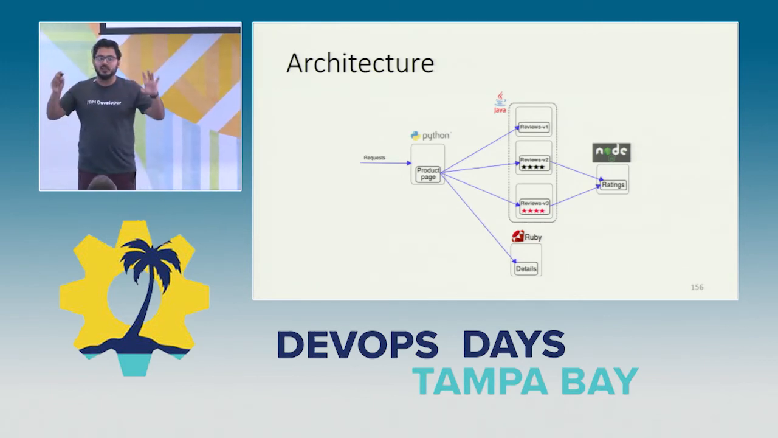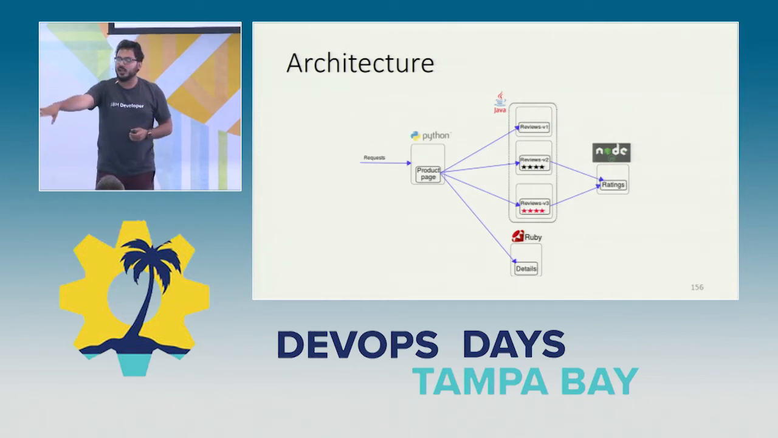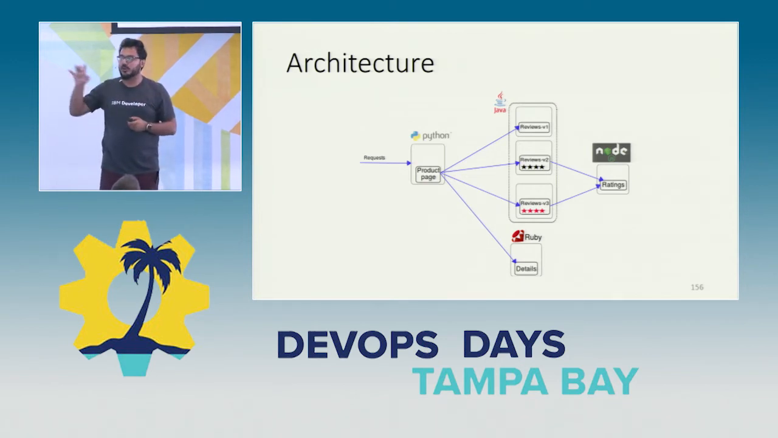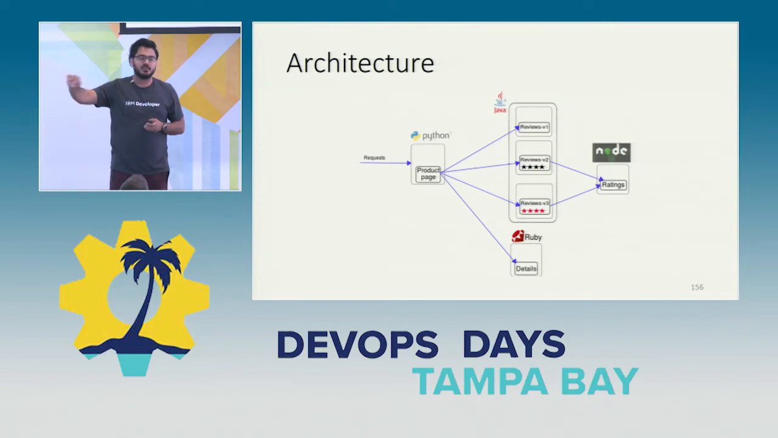So this is the application. You have a product page, that's the UI. You have a details page. You have three versions of the reviews application. And reviews v2 and reviews v3 talk to ratings, and those have the black or red rating stars.